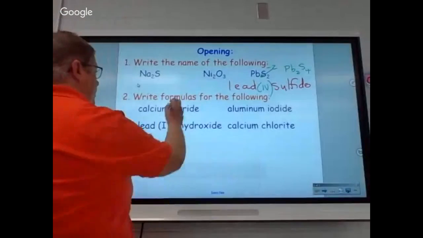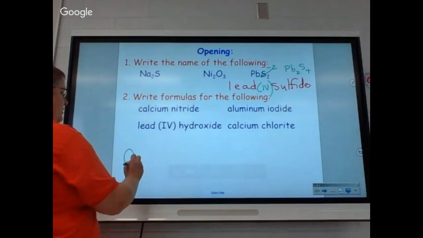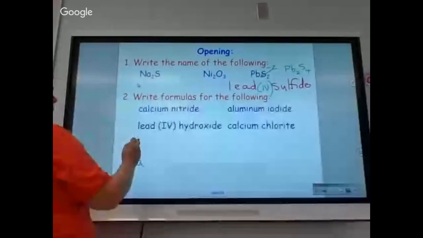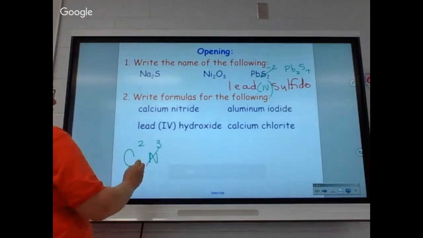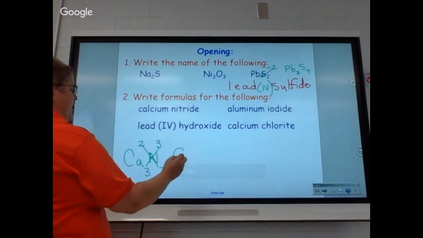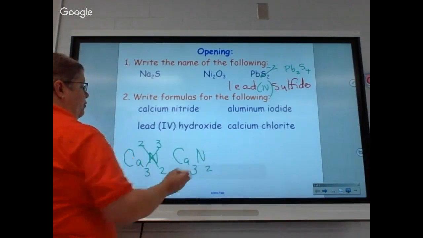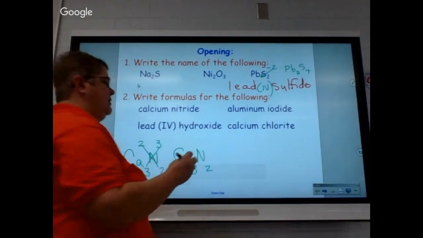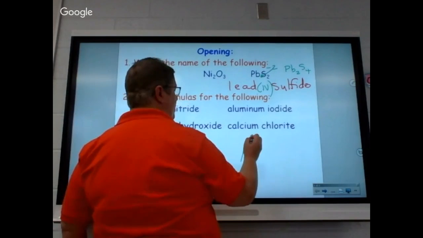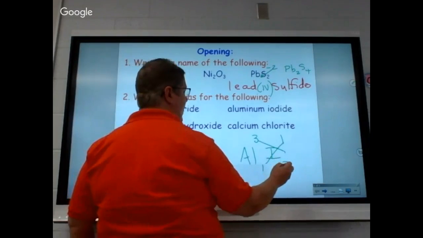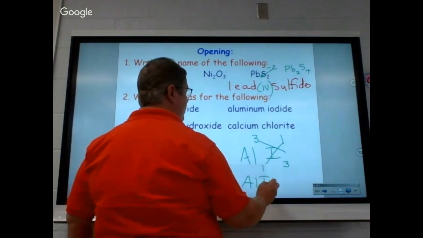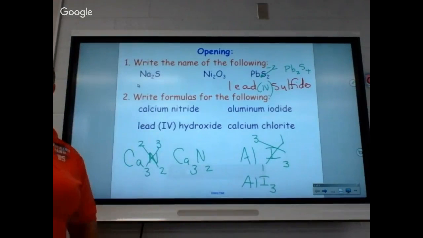All right, so in the bottom, calcium nitride. What's Ca? Oxidation number. Nitride is, what's its symbol? Okay, what's its oxidation number? -3. So 3 comes down, 2 comes down, you have Ca3N2. All right, aluminum iodide. Aluminum is Al. It has a 3. Iodide has a 1. Bring a 1 down. 3 down. You have AlI3. Everybody okay with that?